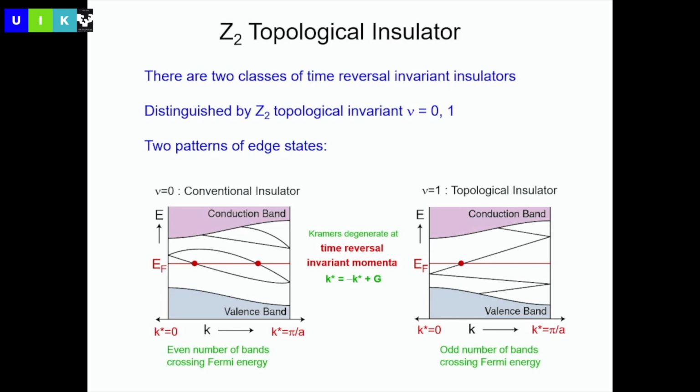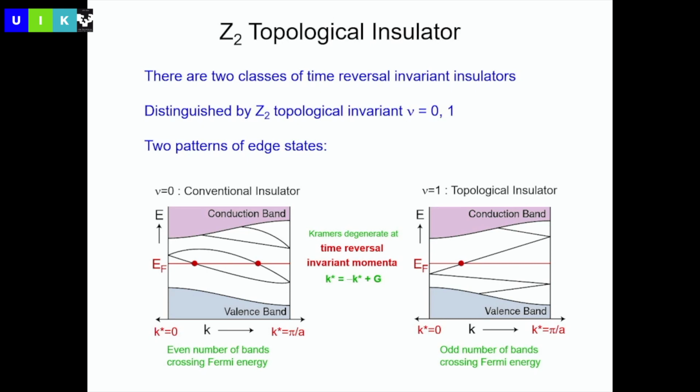So now you can understand why there are two and only two ways you can do it, because there are two and only two ways that the Kramer's pairs at k equals 0 and k equals pi can connect up with each other. Either they connect up pairwise, in which case you don't have to have them. You could just push these states down into the valence band and these up into the conduction band, and so the edge states are not necessary. You could have them, but you don't have to.